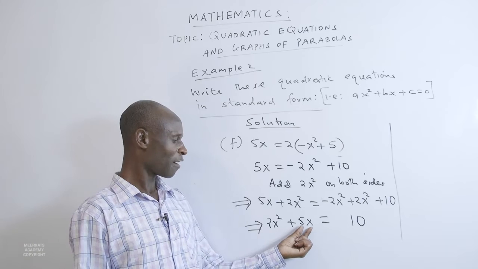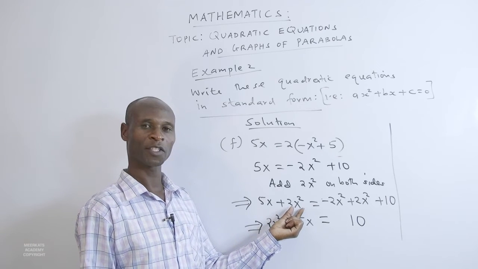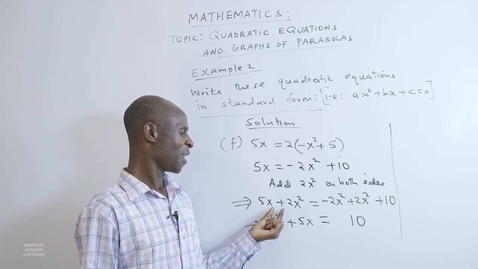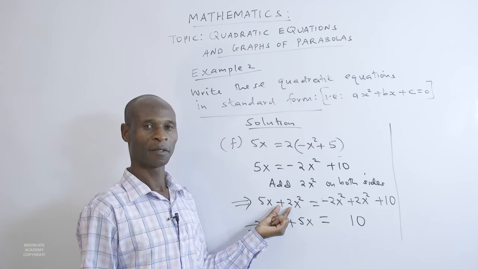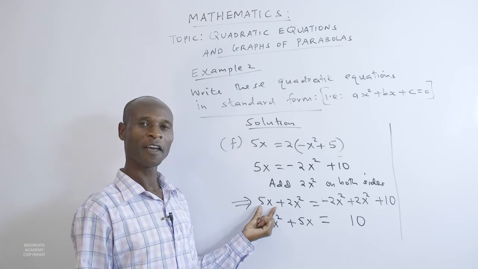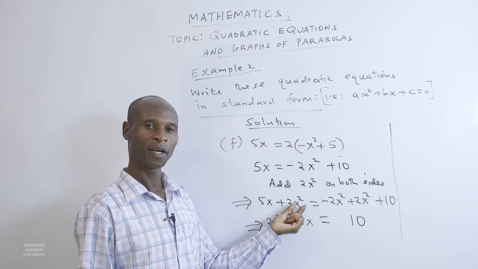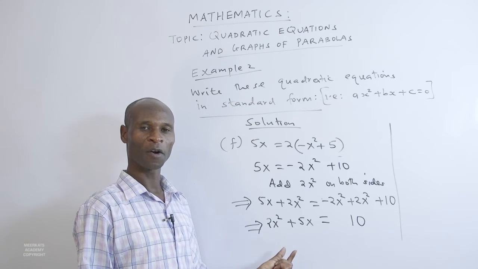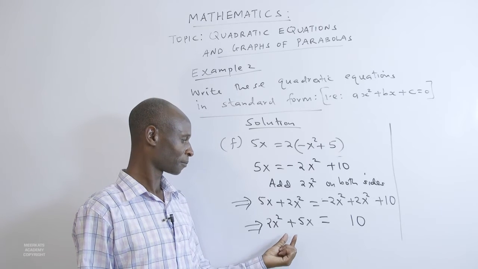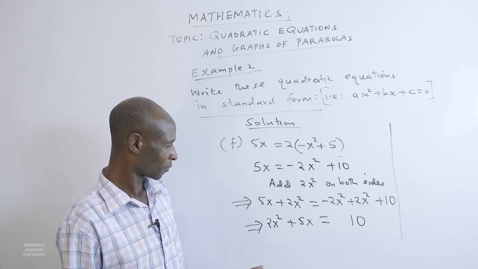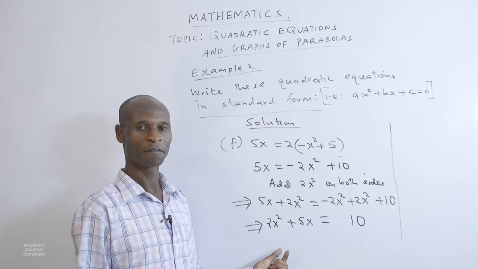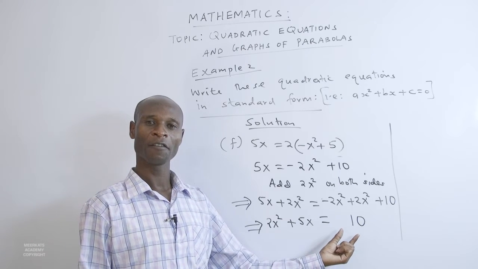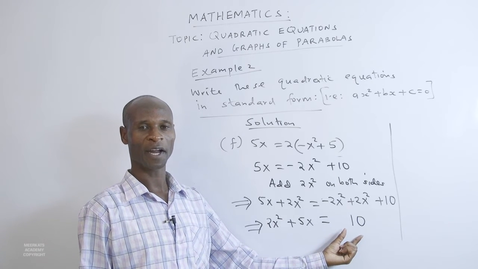So 2x squared plus 5x is the same as 5x plus 2x squared, because we understand that in addition, the order does not matter, because we can start with the 5x followed by 2x squared or we can start with the 2x squared followed by 5x. So in addition, the order does not matter. So addition is commutative, and therefore the order does not matter. So at this point, we are left with the 10, which is a constant term on the right-hand side.